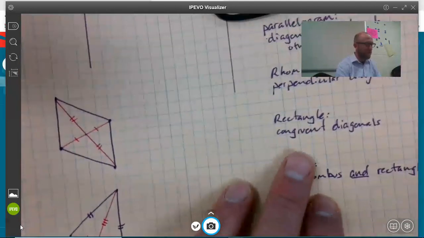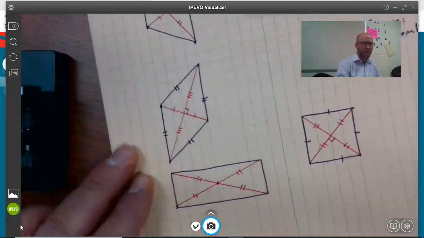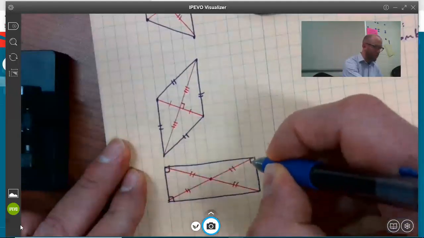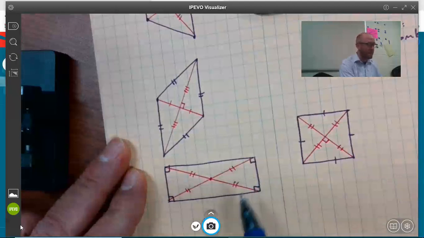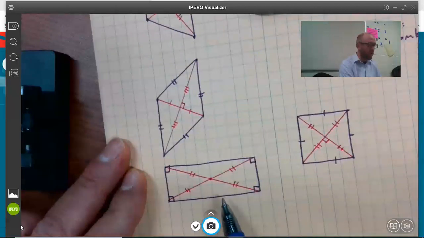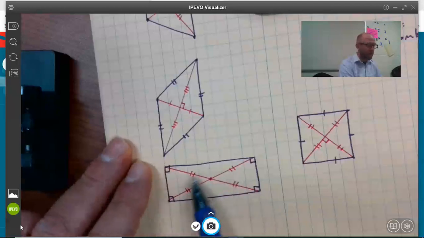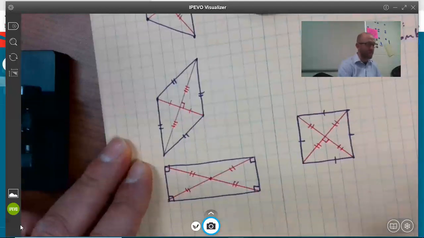Next, a rectangle has diagonals that are congruent. So a rectangle is a parallelogram where all 4 angles are right angles. And just like any parallelogram, the diagonals cut each other in half, they bisect each other. They also happen to be overall the same length. That means that all 4 of these small parts, from center to corner, are all the same. And that's an important fact that we're going to use.